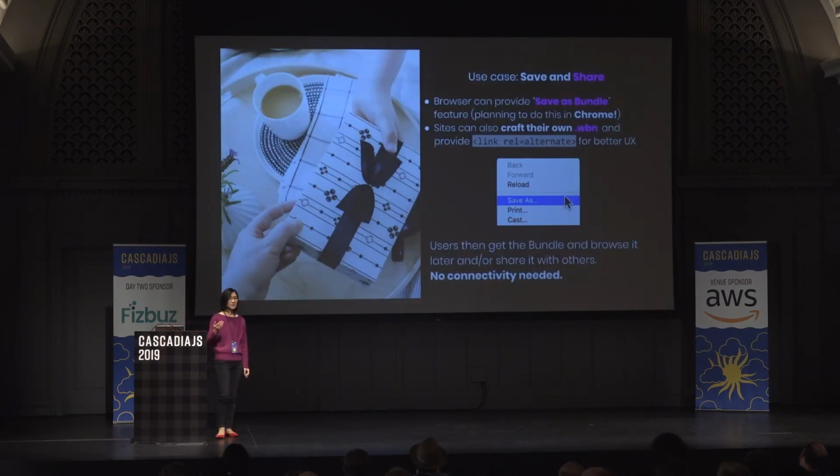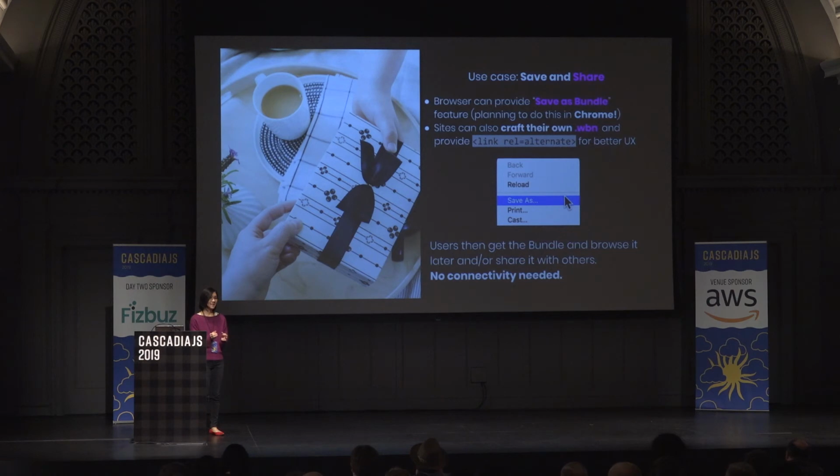There could be several interesting use cases, but the first and simple basic use case could be casual save and sharing. So imagine that the browser provides a feature that lets you save a page that you're currently browsing as a bundle. Then users can freely save a page as a bundle and browse it later without worrying about connectivity, or just share that with others. And we're planning to make it happen in Chrome.